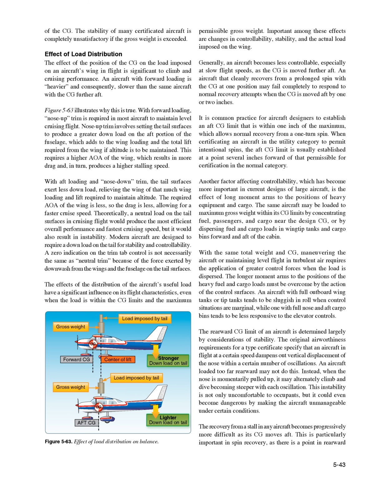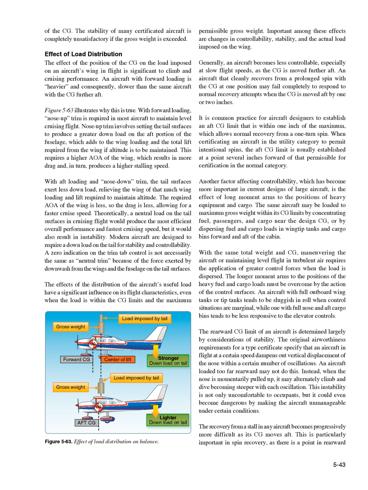The effects of the distribution of the aircraft's useful load have a significant influence on its flight characteristics, even when the load is within the CG limits and the maximum permissible gross weight. Important among these effects are changes in controllability, stability, and the actual load imposed on the wing. Generally, an aircraft becomes less controllable, especially at slow flight speeds, as the CG is moved further aft.